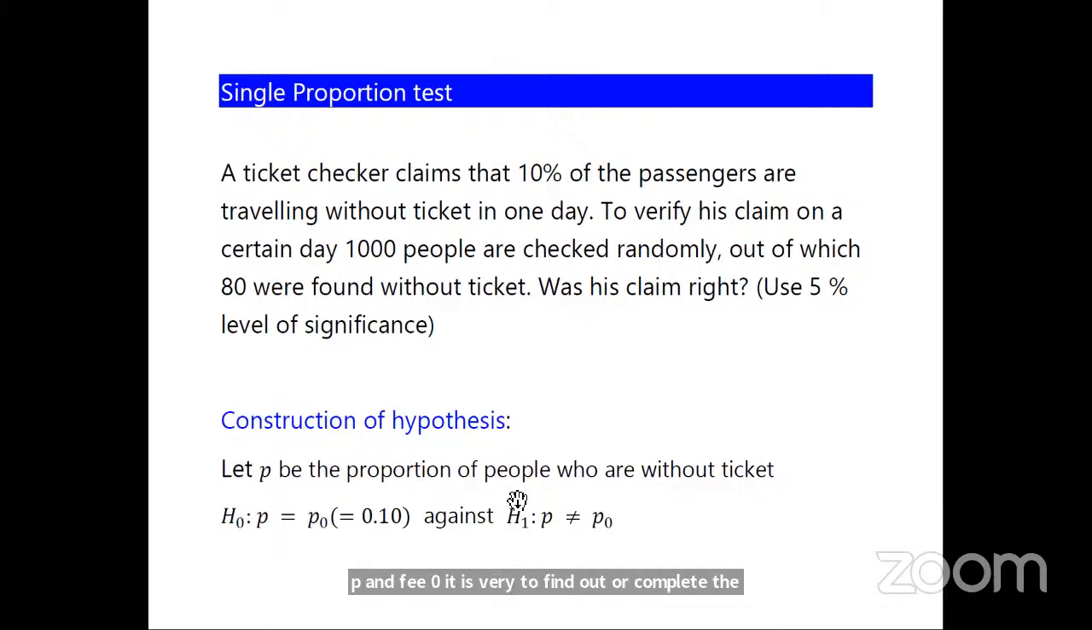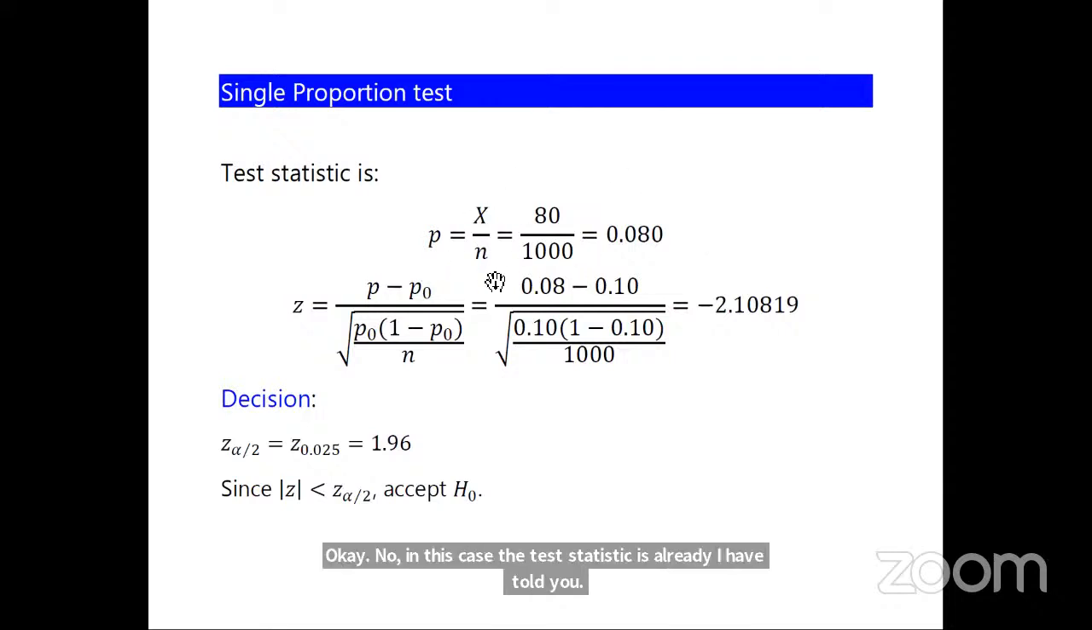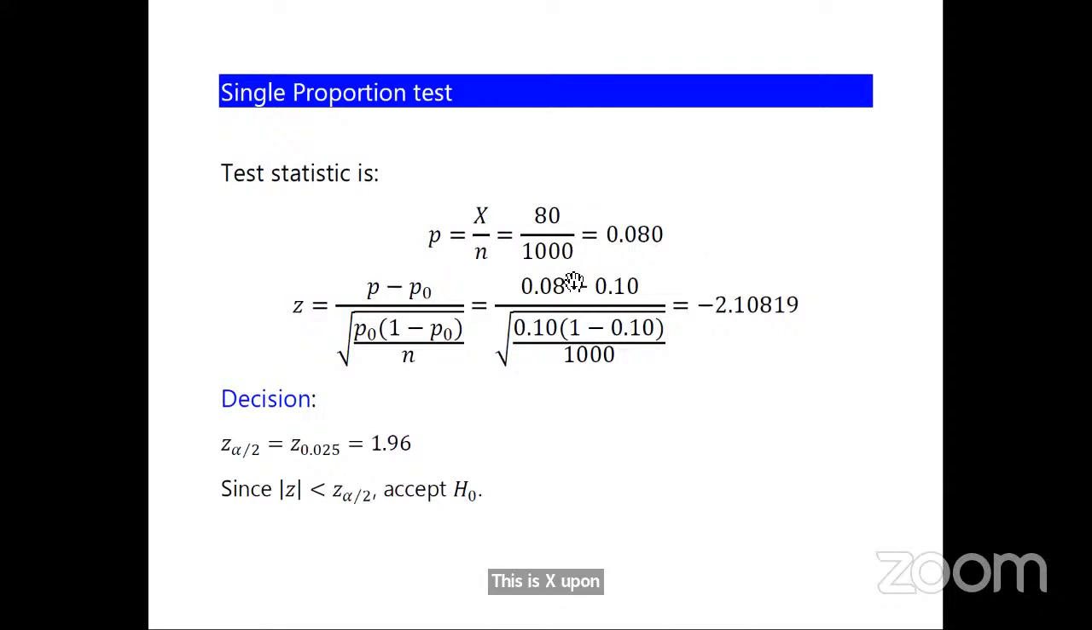So here I have given the hypothesis that we have to check. It is P is equal to P0, that is 0.1, against P not equal to P0. That is a two-tailed test. Now, in this case, the test statistic, as I have already told you, is x upon n, that is 80 by 1,000, that is 0.080.